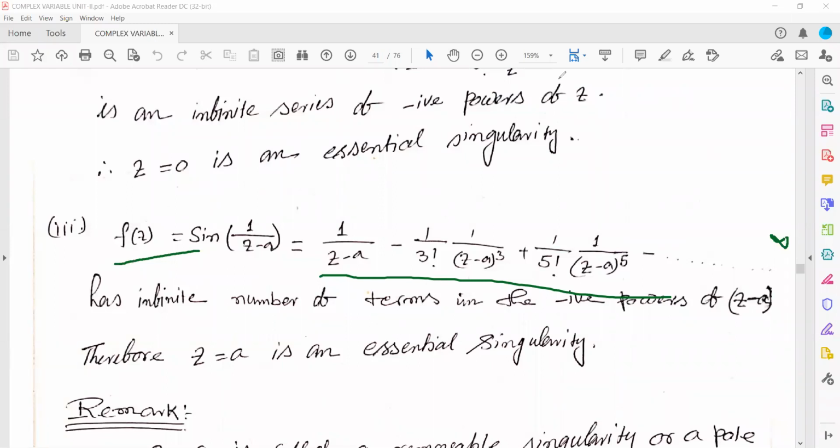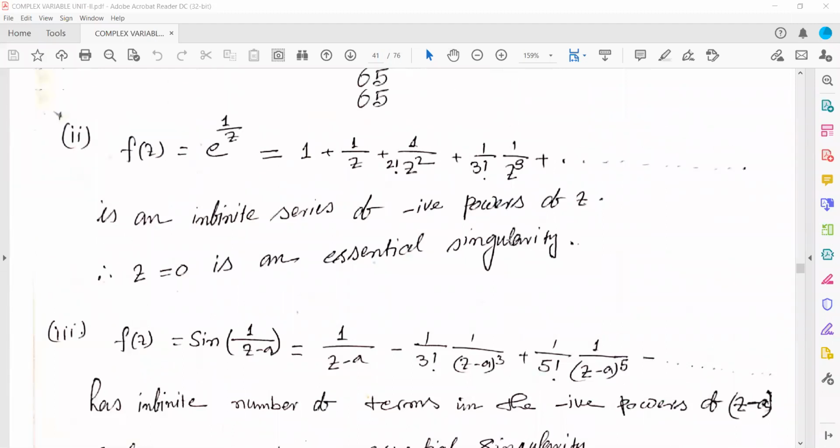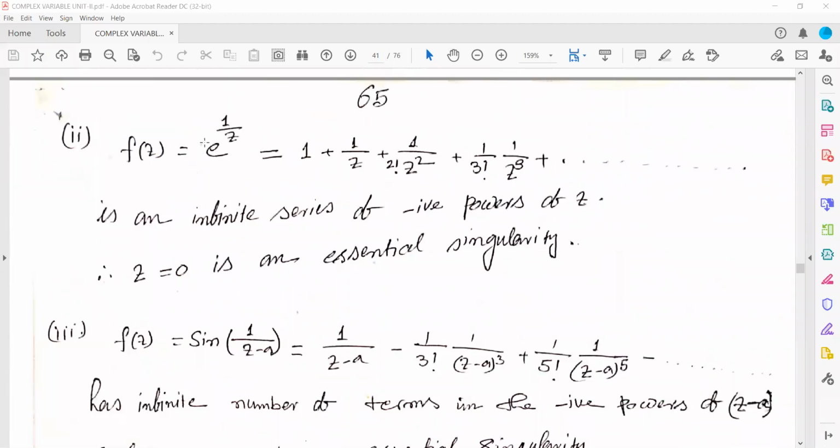Similarly, see that previous problem, e to the power 1 by z. If you expand this exponential series, you get 1 plus 1 upon z plus 1 upon factorial 2 z square plus 1 upon factorial 3 z cube plus, and so on. It goes up to infinity.